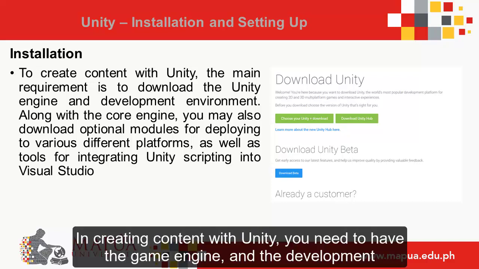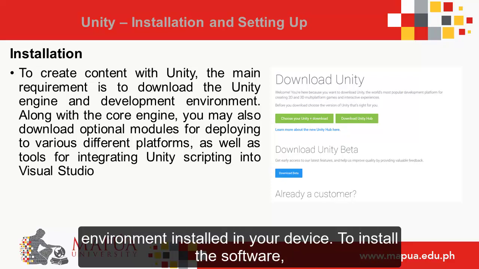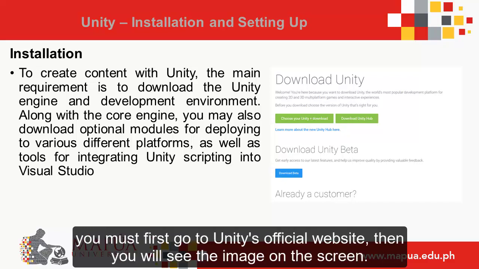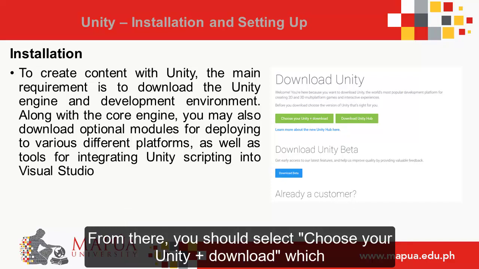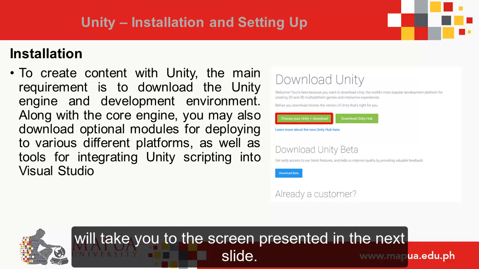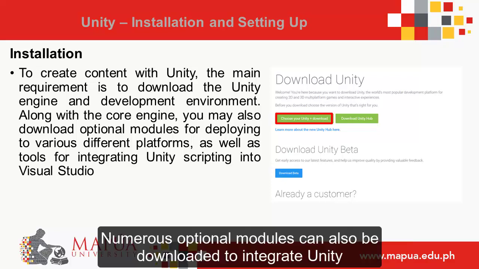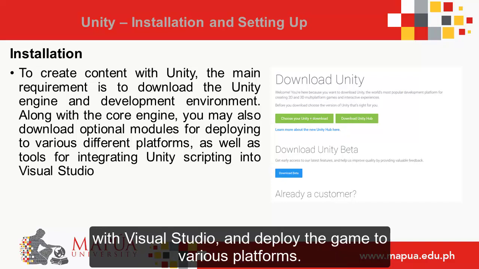Now we'll move on to the installation and setting up of the game engine. In creating content with Unity, you need to have the game engine and the development environment installed in your device. To install the software, you must first go to Unity's official website, then you will see the image on the screen. From there, you should select Choose Your Unity Plus download, which will take you to the screen presented in the next slide. Numerous optional modules can also be downloaded to integrate Unity with Visual Studio and deploy the game to various platforms.